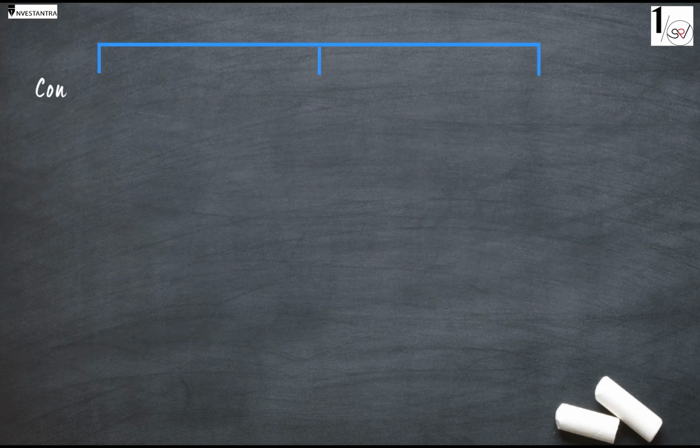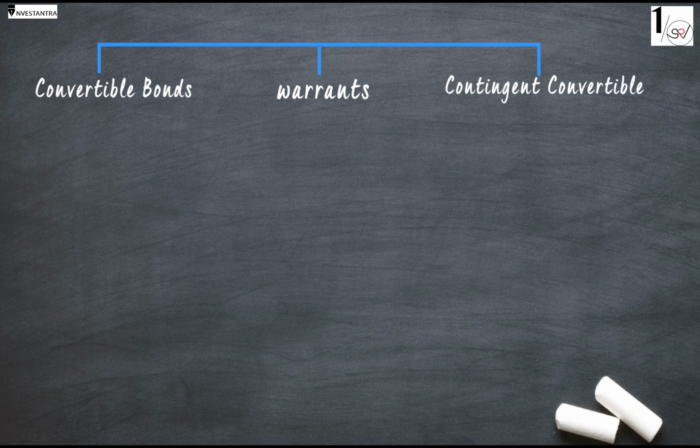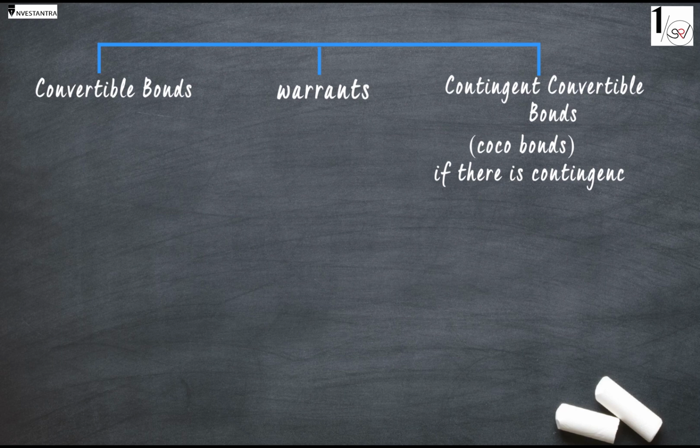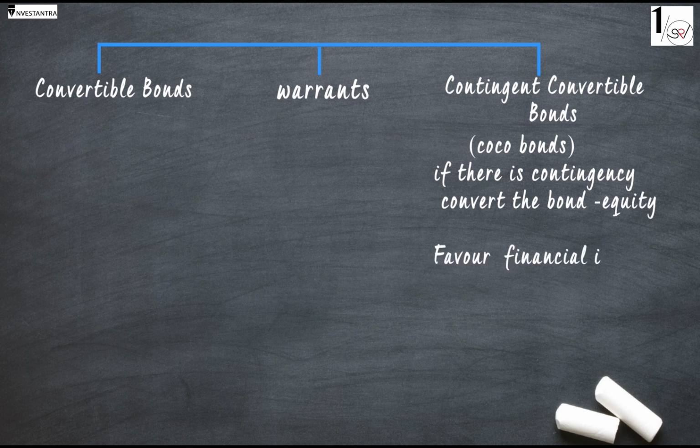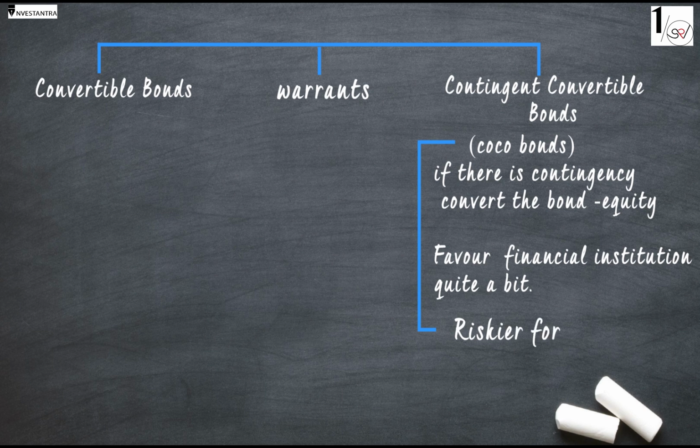You have convertible bonds, warrants, and contingent convertible bonds. So what they did is they combined CO. These are called COCO bonds. What this says is, if there is a contingency, convert the bond to equity. Favors financial institutions quite a bit. Why? To pay you anything, I can convert your bond into equity, which means the liability reduces. So this is very risky for the bondholder, riskier for the bondholder.